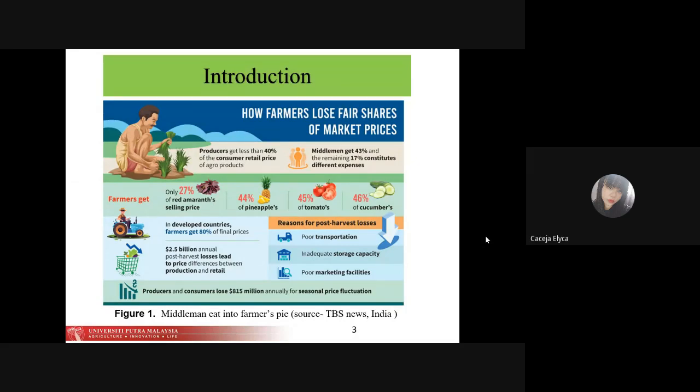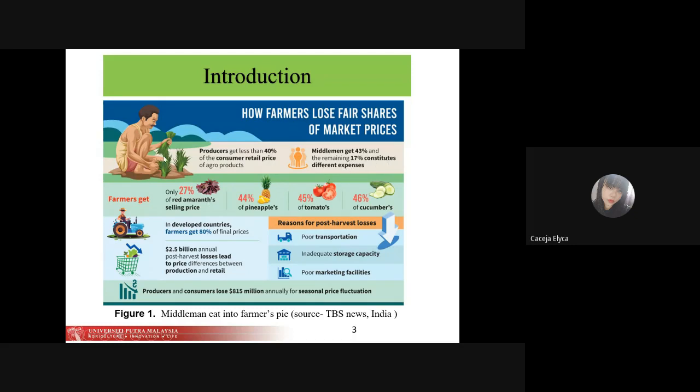The audience that I want to help is the farmers, because they often lose a fair share of market prices, and most of the farmers get poorer, and they cannot generate enough income for themselves due to the poor selling price of their harvested commodity because of the middleman. As you can see from figure 1, the producer gets less than 40% of the consumer retail price, compared to the middleman which gets 43%, and the remaining 70% consists of different expenses.